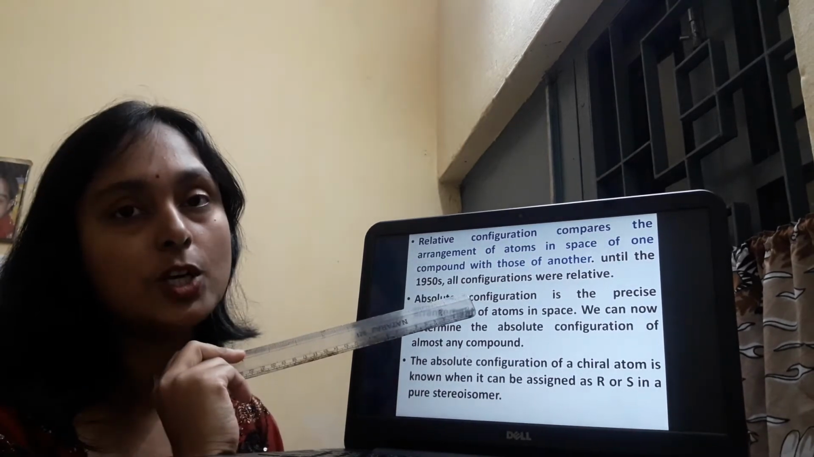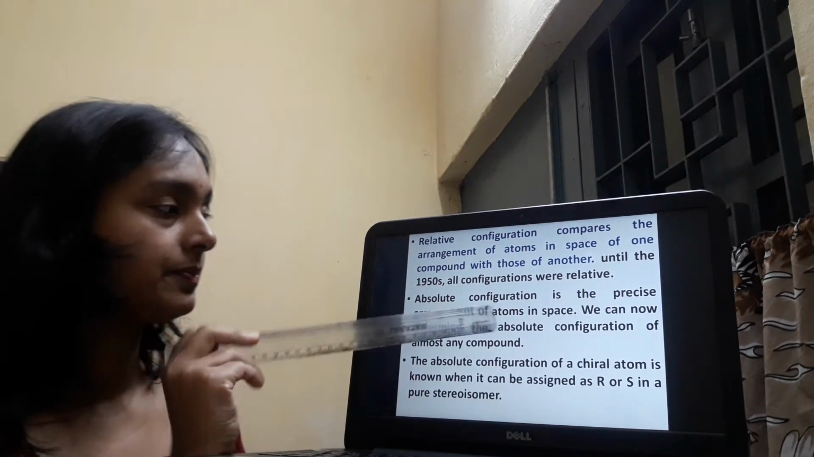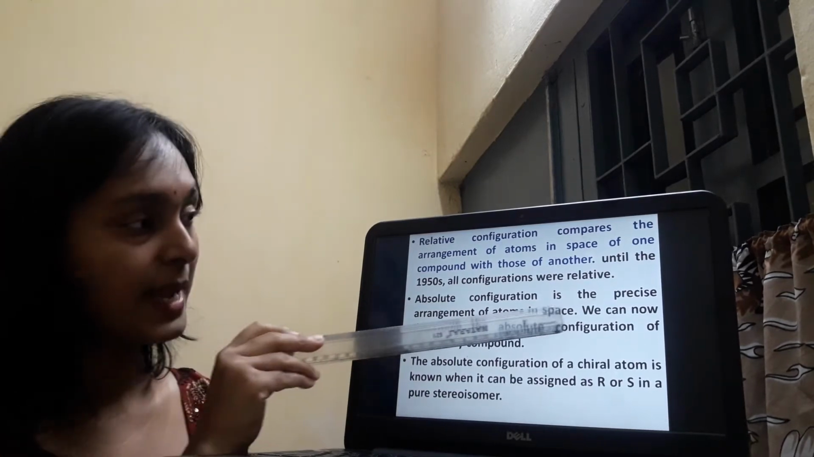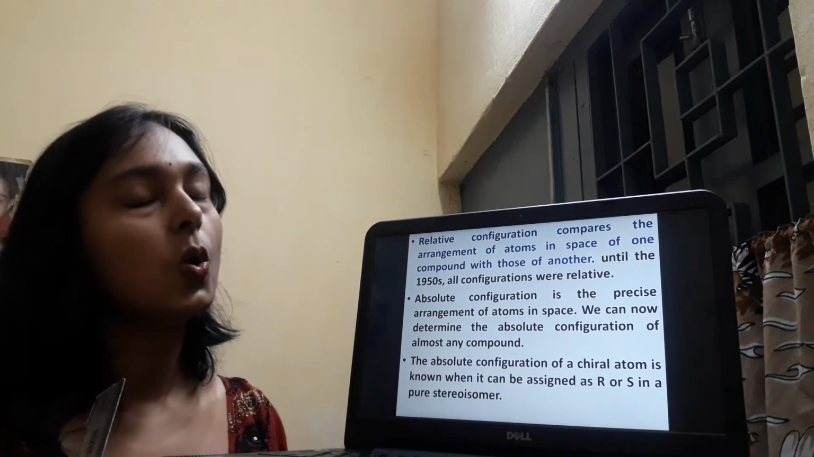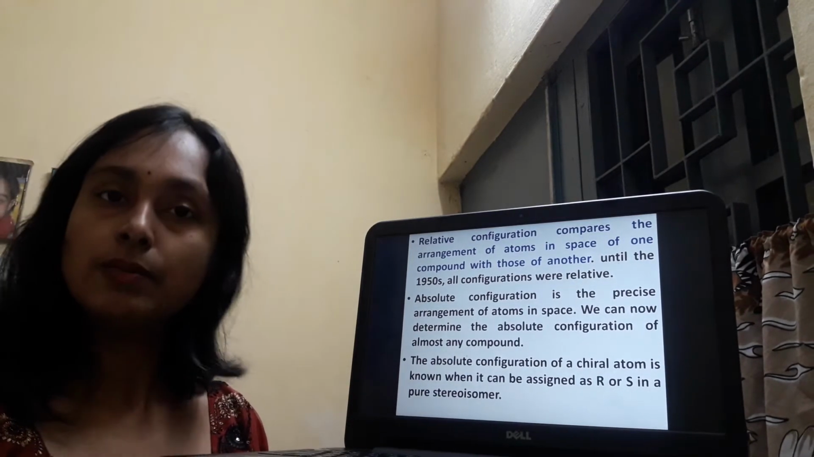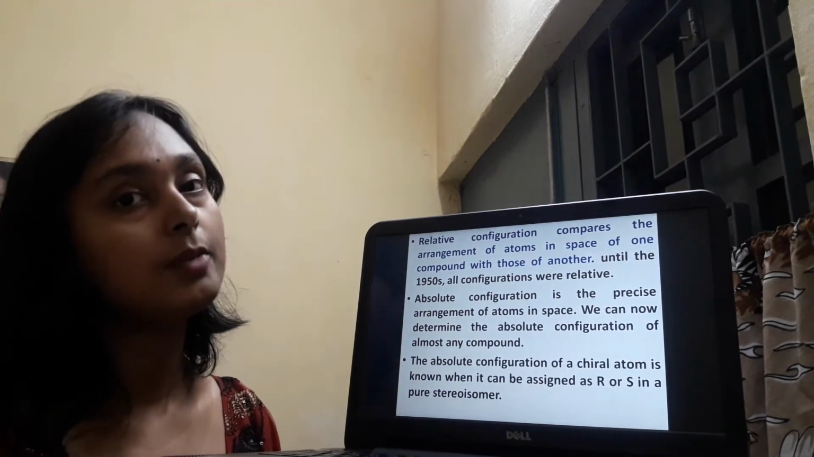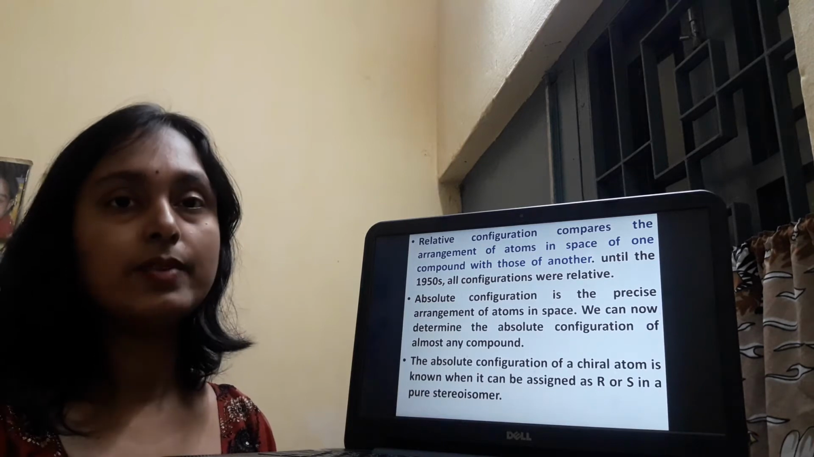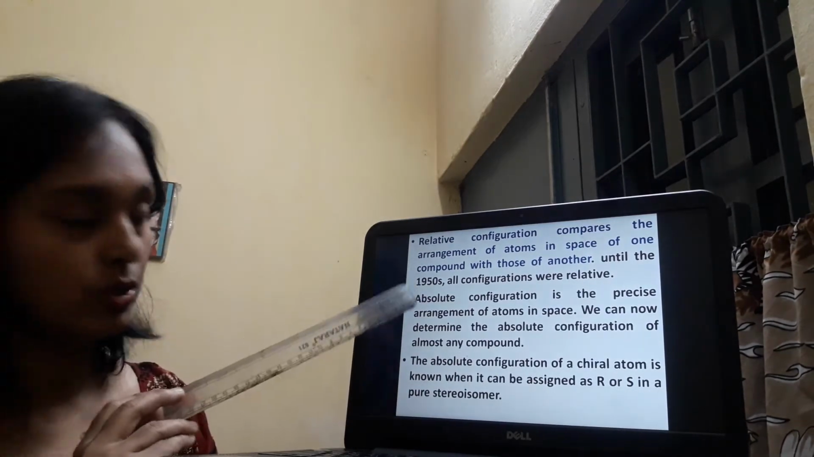Afterwards, the X-ray diffraction method was used to determine the absolute configuration. The absolute configuration is the precise arrangement of atoms in space, and we can now determine the absolute configuration of almost all compounds. So now we can know very easily the R or S configuration, and along with it also the sign of the specific or observed rotation. So now it is very easy to know the absolute configuration of any compound.